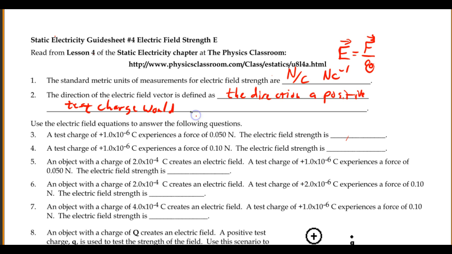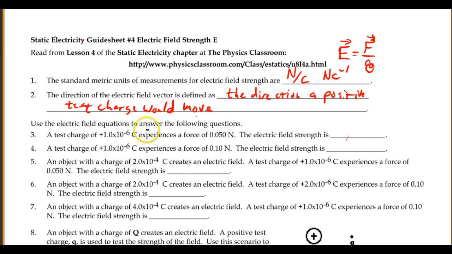So the field is always out from a positive isolated point charge and into a negative isolated point charge. If you're not sure, just put a little dot, call that a positive charge, and think about which way it would go if you were to let it go. If it gets pulled in toward the charge, then the electric field would go in, and if it gets pushed out, then the electric field line would go out.